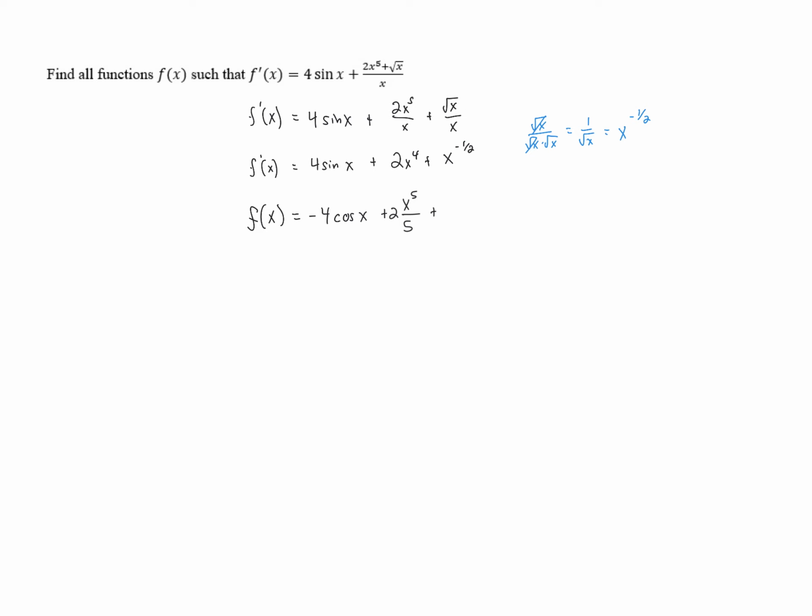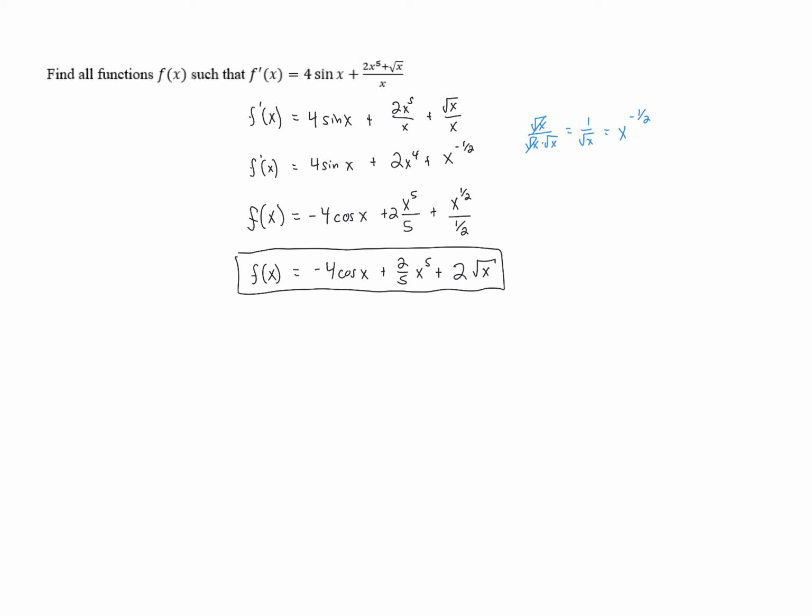We add 1 to the exponent. Negative 1/2 plus 1 is positive 1/2. So that's going to be x to the positive 1/2 divided by 1/2. And we can simplify that a little bit. Dividing by 1/2 is the same as multiplying by 2. So we've got negative 4 cosine of x plus 2/5 x to the fifth, and then plus 2. And we can either write x to the 1/2 or we can write square root of x. Both of those are equivalent. And so we end up with our function.